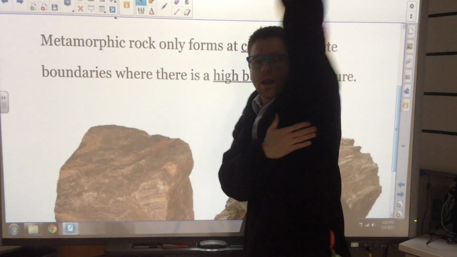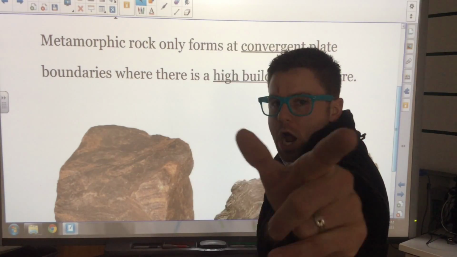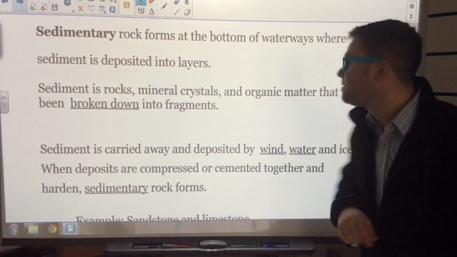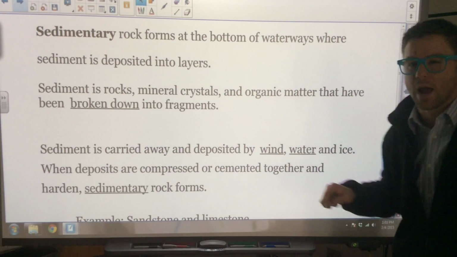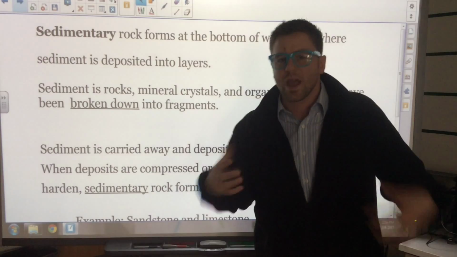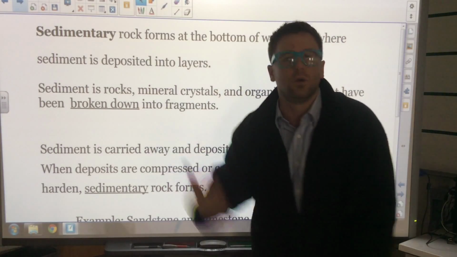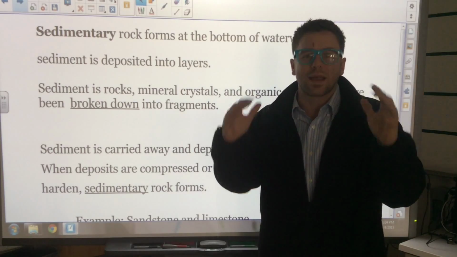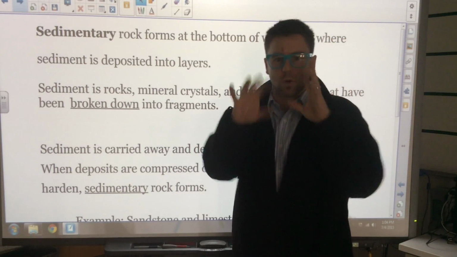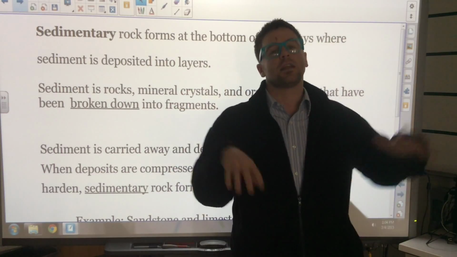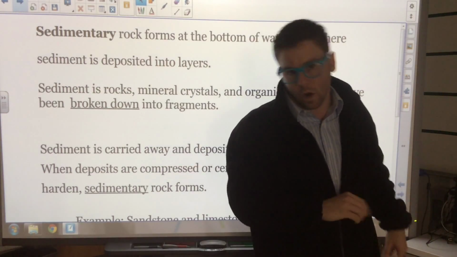Now, the last one is the easiest. It is sedimentary. Okay, sedimentary rock forms at the bottom of waterways, right? Where sediment is deposited into layers. So we have this thing called weathering and erosion, right? So weathering would be where particles are broken down. So rock is broken down into little tiny pieces called sediment, right? And that sediment then gets carried away, and that's called erosion, right?